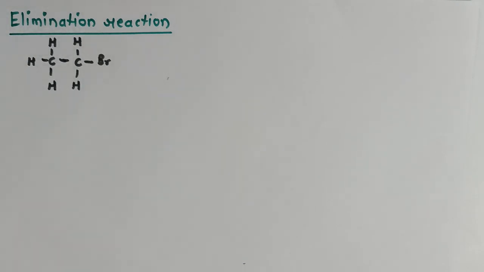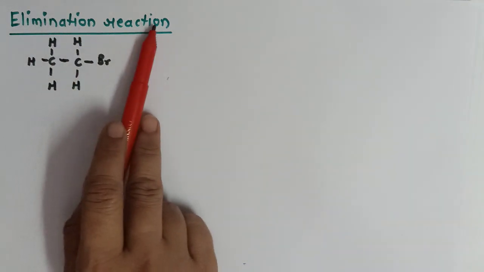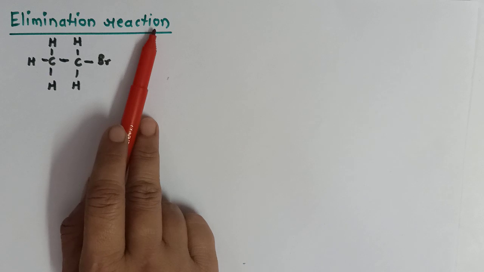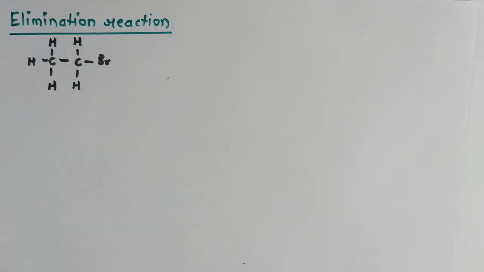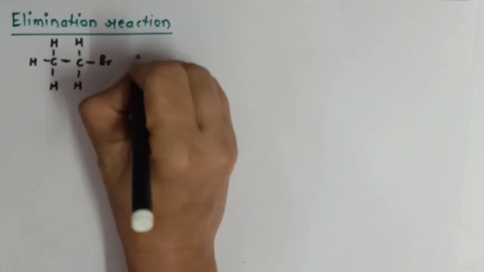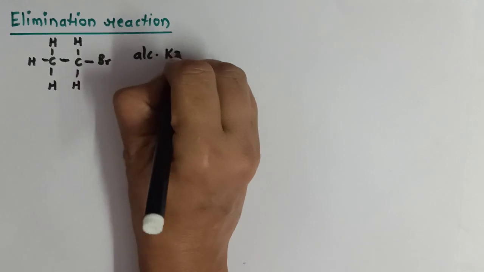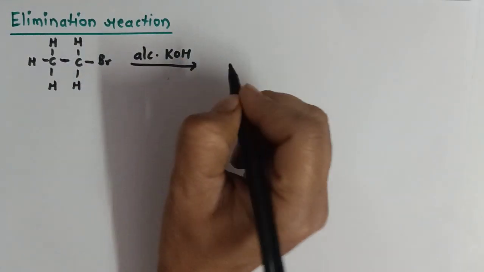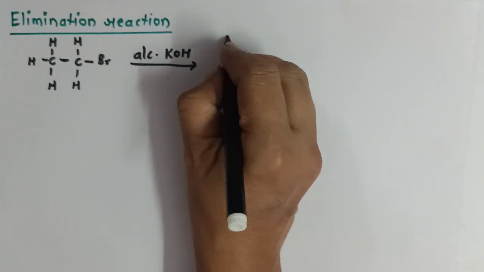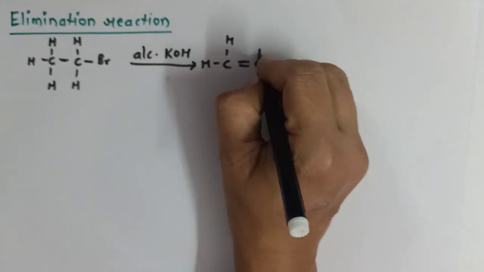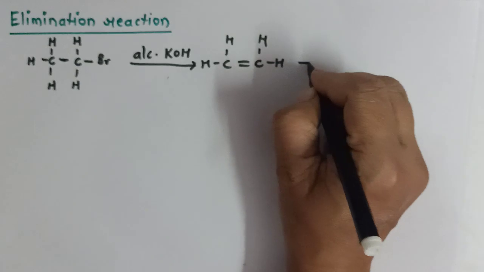Hello dear students. In the last part of our video, we have seen substitution reaction. Today we'll be discussing the second chemical property of haloalkanes, that is elimination reaction. I have taken the example of bromoethane. When bromoethane is treated with alcoholic KOH, we get alkene as the product, along with the byproducts.